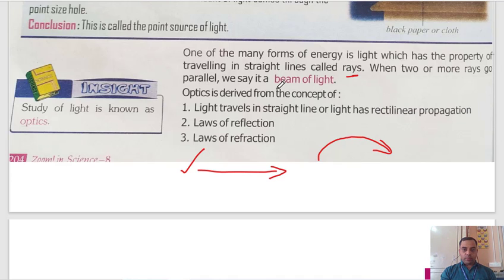Now, light does not travel in one single line. It always travels in a beam. That means a bunch of light rays. How many light rays?